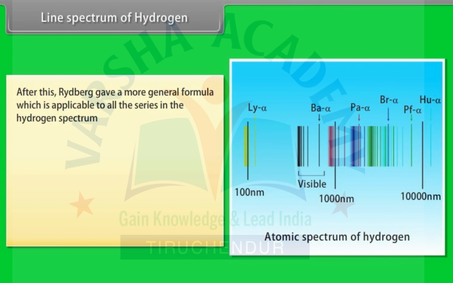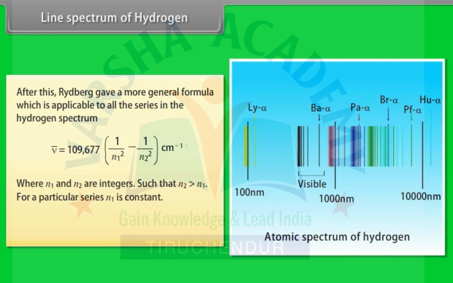After this, Rydberg gave a more general formula which is applicable to all the series in the hydrogen spectrum. Wave number is equal to 109677 into (1 by n1 square minus 1 by n2 square) per centimeter, where n1 and n2 are integers, such that n2 is greater than n1. For a particular series, n1 is constant. The value 109677 per centimeter is called Rydberg constant for hydrogen.